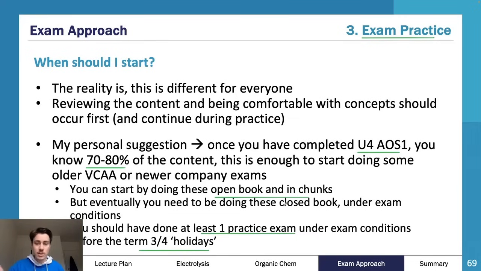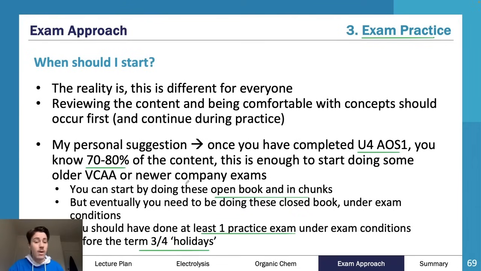Use a data booklet when you're doing them. Like, do them as you would in an exam. And I think the best way to start off is to do some new accompanying exams. Like, maybe do some old VCAA ones, but there's going to be a lot of content that's not relevant because area studies have changed. Like, you can do a 2014 one or something like that. But do some new company ones.